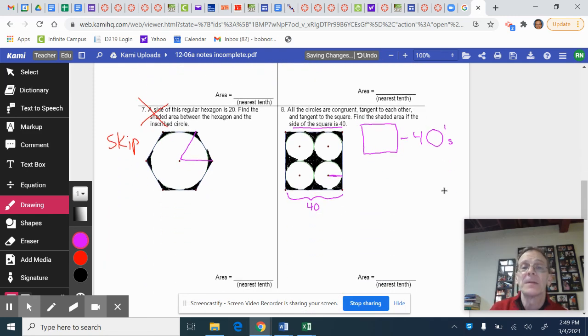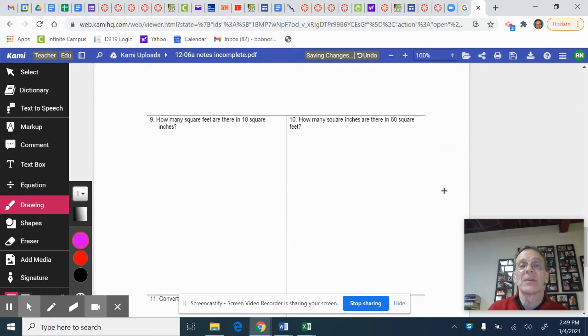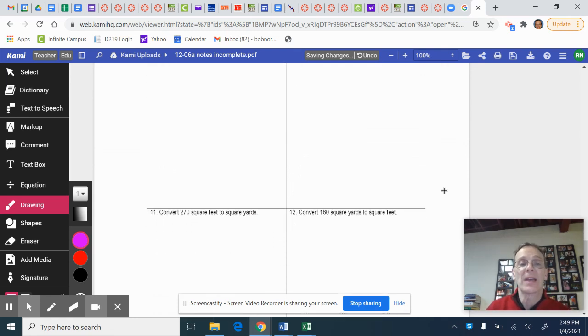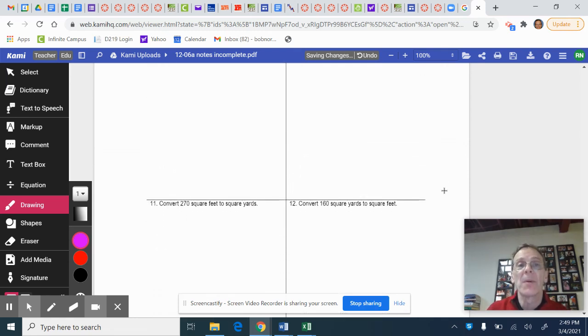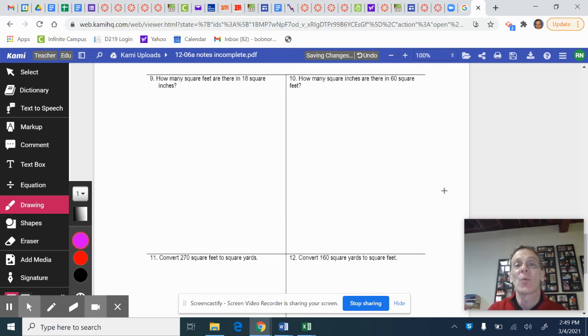And then finally, in this assignment, there are 4 more problems asking you to convert some measurements from one type of square unit to a different type of square unit. I just think you could use some practice with these. So that's it. That's the notes for today.